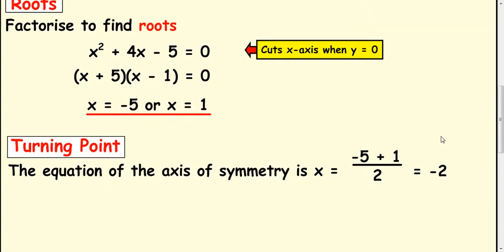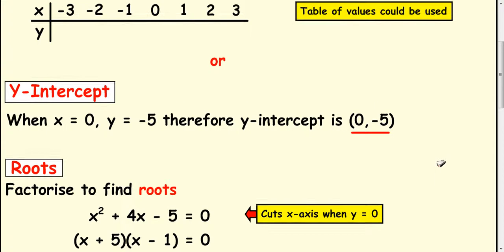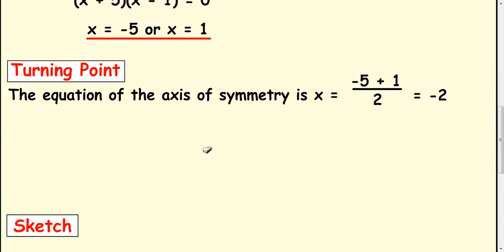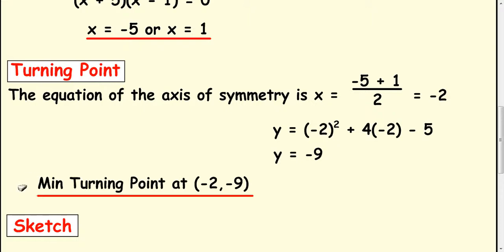And to get the y value, you just sub it back into the equation. So sub minus 2 back into your original equation: minus 2 squared plus 4 times minus 2 minus 5, and that gives you your y value. So we'll do that here. That comes out to be minus 9. Negative 2 squared is 4. This is going to be negative 8, so 4, take away 8, take away 5 gives you negative 9. Minimum turning point at negative 2, negative 9.